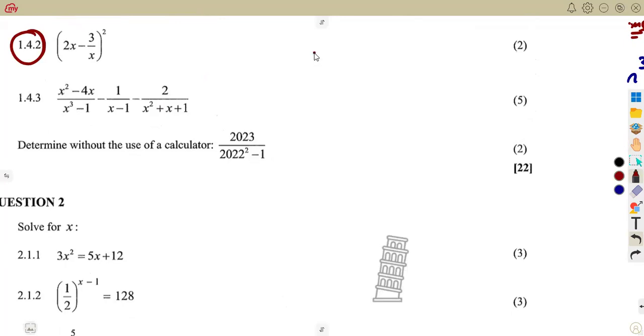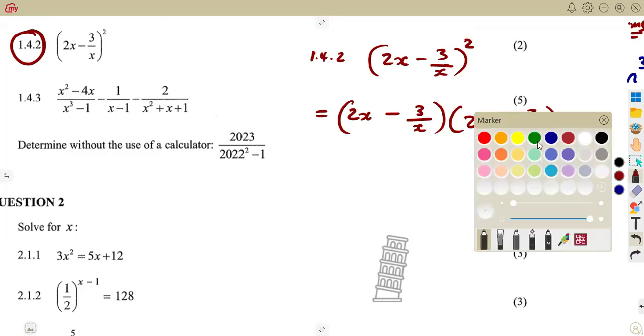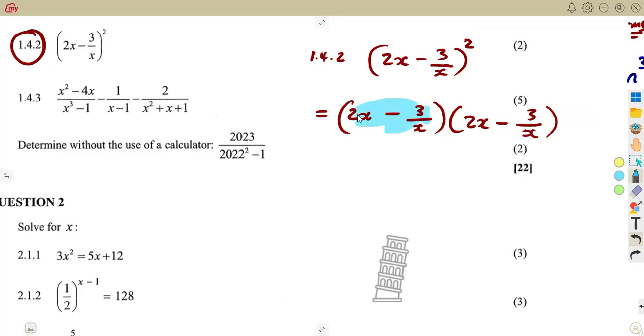This expansion here, 1.42, you've got 2 ways: 2x minus 3 over x, squared. What does it mean? It means you've got 2 brackets. If you do not understand the use of identities in algebra, it means you've got 2 brackets like this from your understanding. Therefore, what are you going to do? You're going to expand just like the previous case. One bracket expands the other, from your FOIL method.